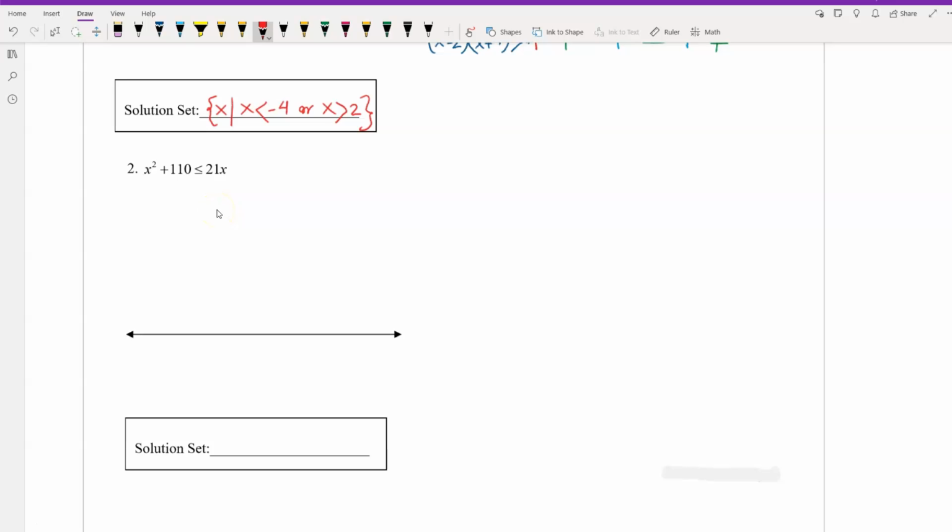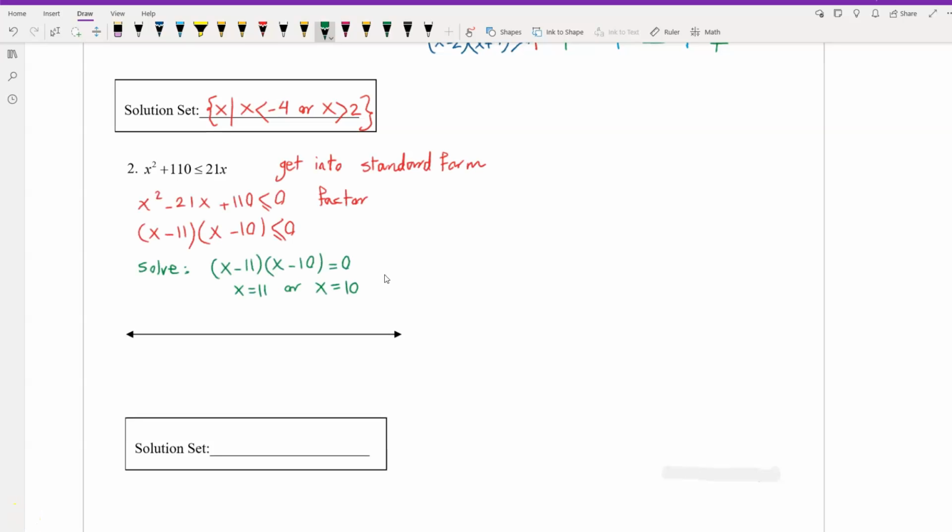Now here on the example, x squared plus 110 less than or equal to 21 times x. So first writing this in standard form, we have x squared minus 21x plus 110 less than or equal to 0. Then we have to factor. So here we have (x minus 11) times (x minus 10) less than or equal to 0. Next step, we have to solve. So (x minus 11) times (x minus 10) equal to 0. Solving for x minus 11 equal to 0, x is 11, or x minus 10 equal to 0, x is 10.